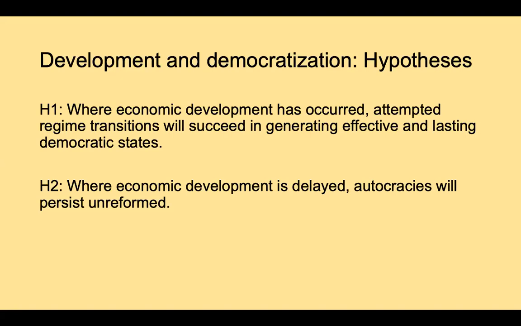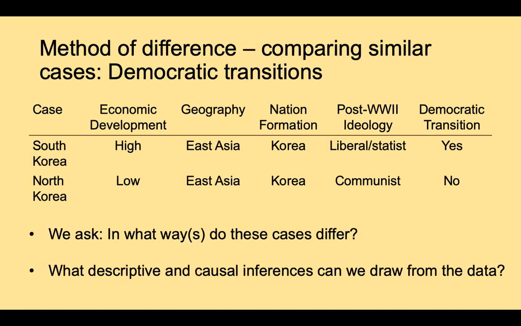We can look at the data and find out if it's true that developed countries are democratic and underdeveloped countries are not democratic. So let's take a look at that data. We've got our method of difference, and we've got the comparison of similar cases across 5 variables, including our outcome, democratic transition. And we've got economic development, we've got geography, nation formation, and post-World War II ideology.